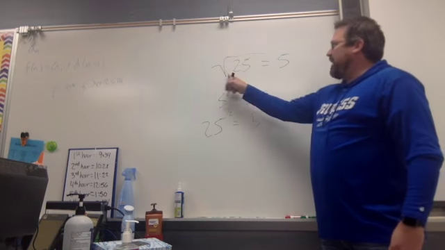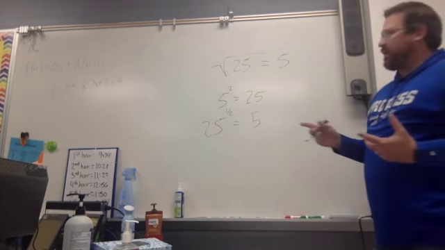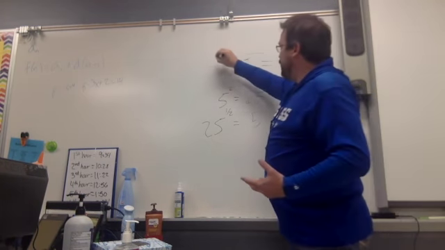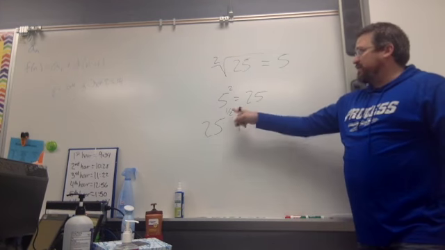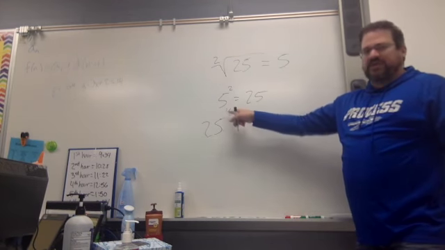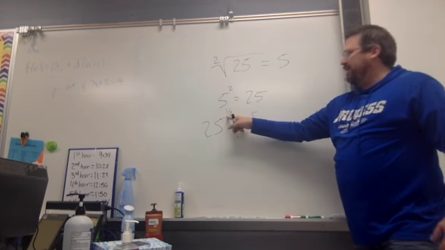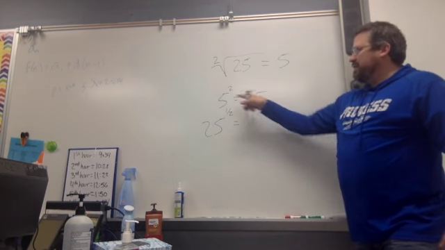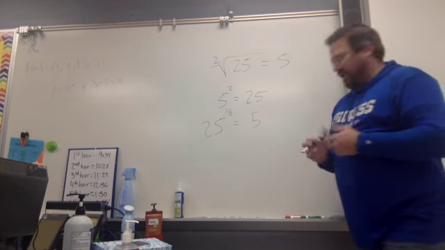Okay? So anytime I have a root, I'm raising it to the fractional power. Now, with a square root, there's an understood 2 written right here. Okay, so that's why the denominator is 2 here, because it's to the 1/2 power. I'm taking the 1/2 exponent of 25, and that is 5, because 5 squared is 25. So it's basically I'm just doing it upside down or doing it backwards. Okay, so let's look at another one.